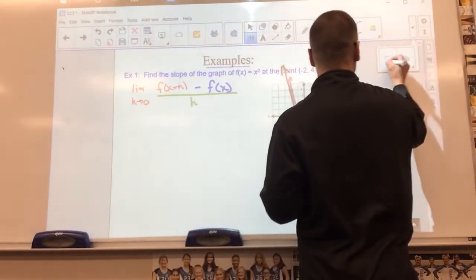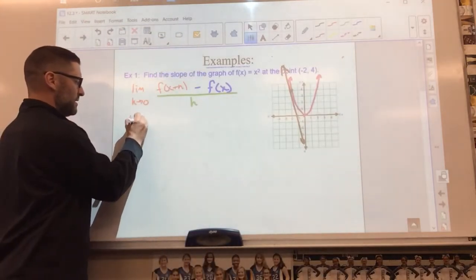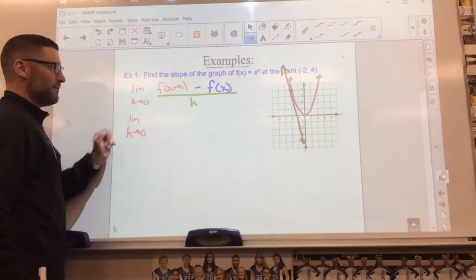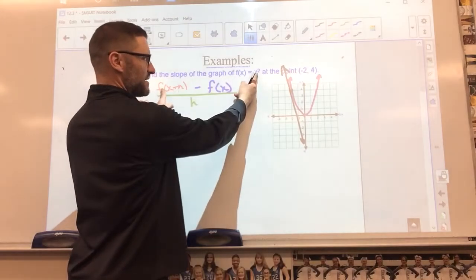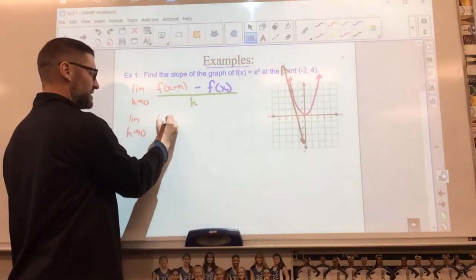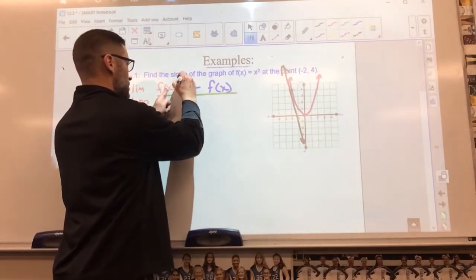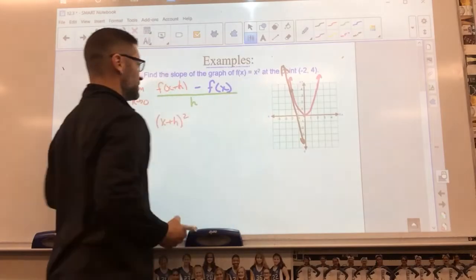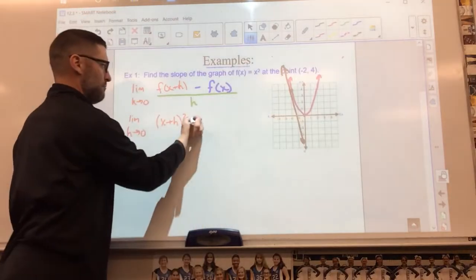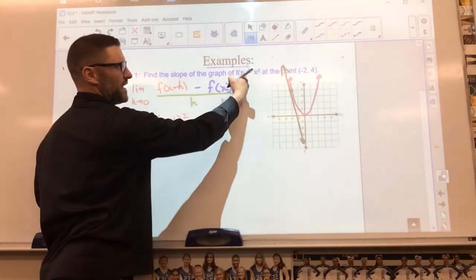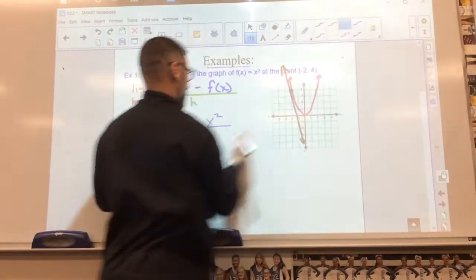So here we go. Let's find the limit as h goes to 0 of f of x plus h. It tells me to take the x plus h and plug it in for the x. So it becomes x plus h quantity squared. That red goes in for that x squared. Minus my f of x value, and my f of x value is x squared, all over the h value.